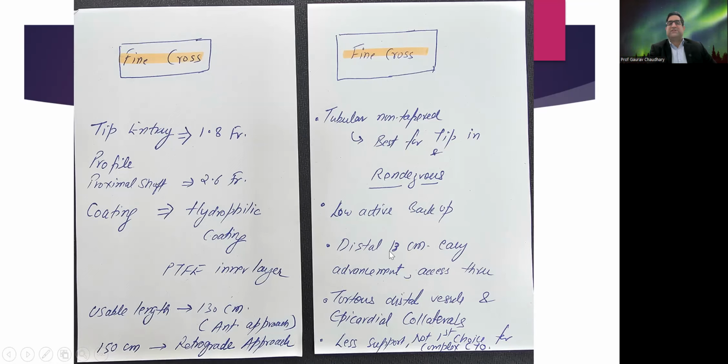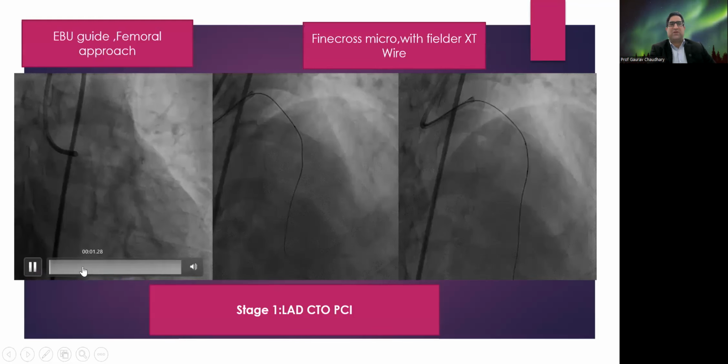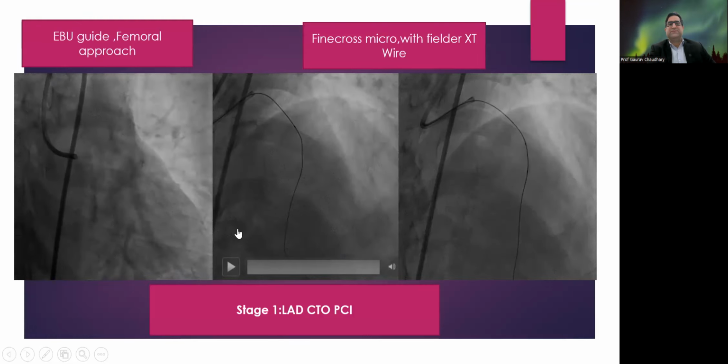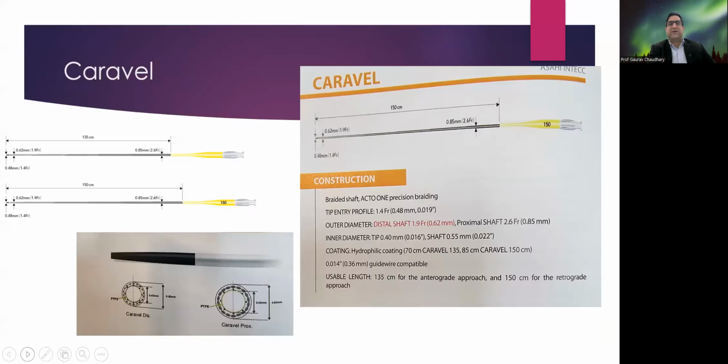It has a distal 13 centimeter segment, which allows easy advancement and access through the channels. It can sometimes be used in tortuous distal as well as epicardial collaterals, because it is less prone to causing damage to the collateral. So this is a case in which the Fine Cross catheter was used in the integrated approach.